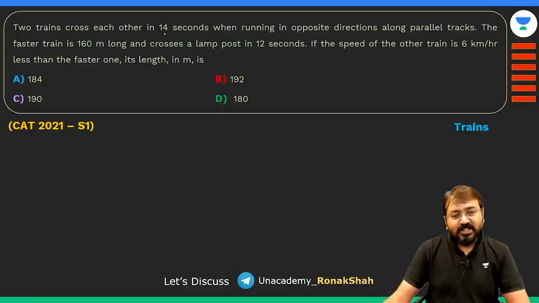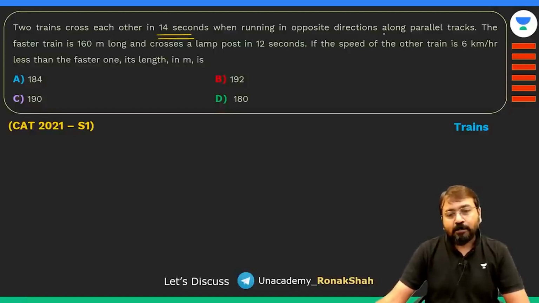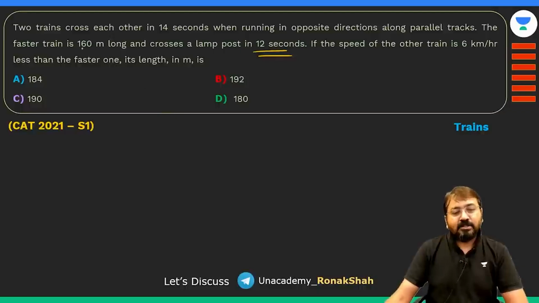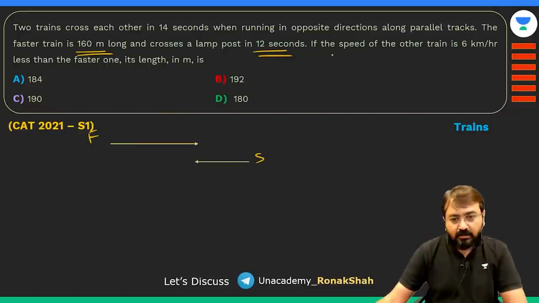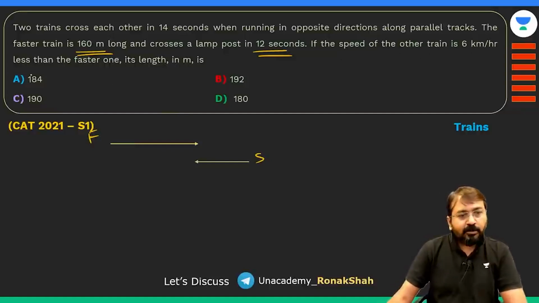Two trains cross each other in 14 seconds when running in the opposite direction along the parallel tracks. The faster train is 160 meter long, crosses a lamppost in 12 seconds. Now guys, based on this, I can find out the speed of the faster train. Suppose this is the faster train, this is the slower train. And if the speed of the other train is 6 km per hour less than the faster one, its length. So we need to find out length of this second train.